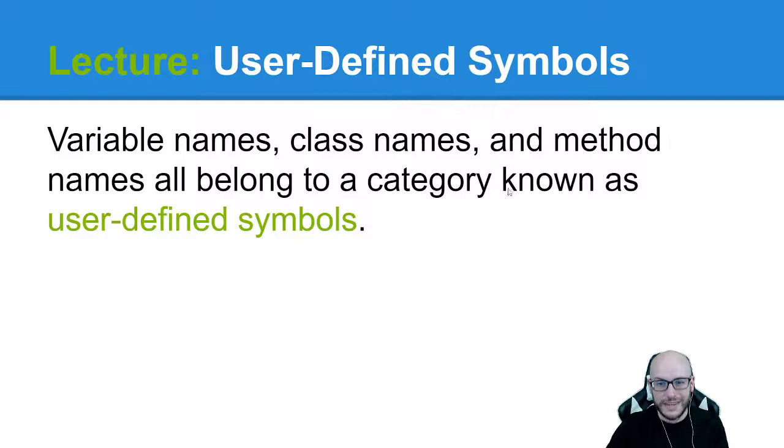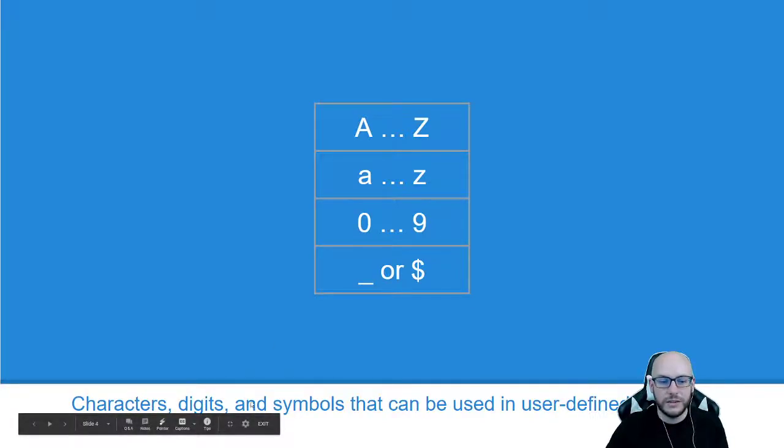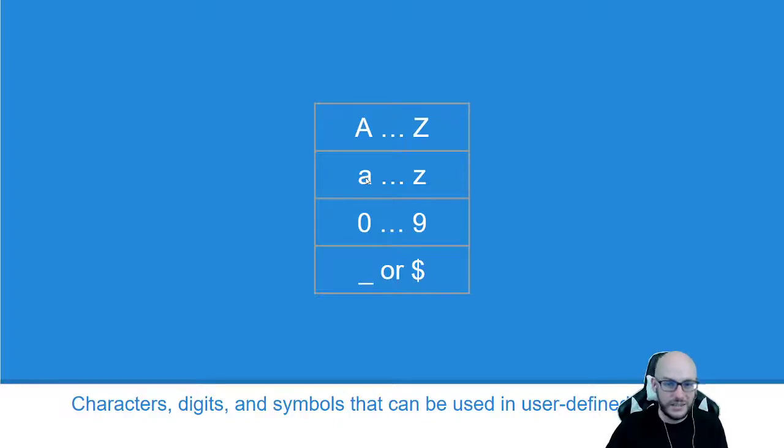They belong to a category known as user-defined symbols. These are a combination of characters, digits, and other symbols that users create. There are some limitations, however. So these are the characters, digits, and symbols that can be used in user-defined symbols. We see capital A through Z, lowercase a through z. These are different characters, right? Capital A is distinctly different from lowercase a. To us, it's just, well, these are the same letter. One's capital, one's lowercase. But in terms of the computer, they're completely different characters.